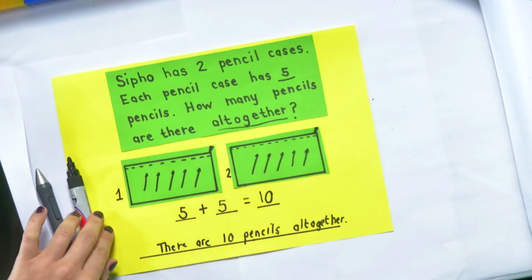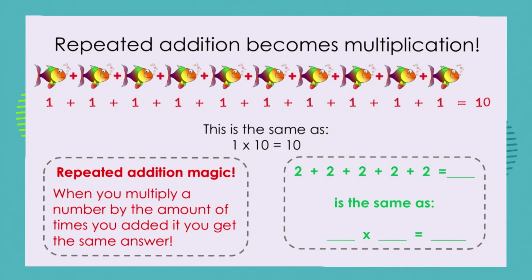Good work, grade 1s. So grade 1s, we can see that repeated addition now becomes multiplication. So if we say 1 plus 1 plus 1 plus 1 plus 1 plus 1 plus 1 plus 1 plus 1 plus 1, that is going to give us 10. And it is the same as saying 1 times 10 equals 10. So when you multiply a number by the same amount of times you added it, you get the same answer.